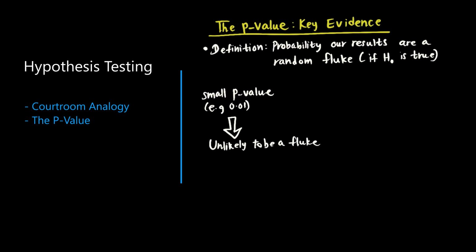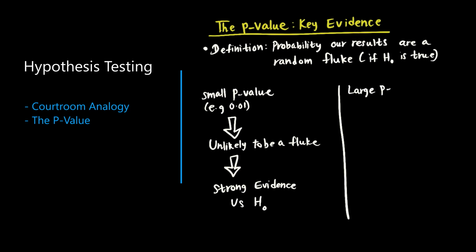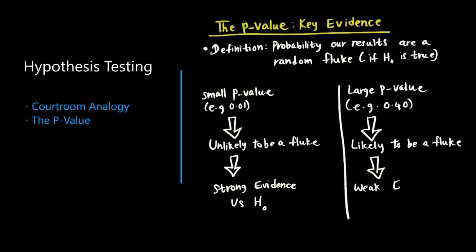A small p-value, say 0.01, means it's very unlikely, a 1% chance, that our results are just a random fluke. This is strong evidence against the null hypothesis. A large p-value, say 0.40, means it's very likely, a 40% chance, that our results could have happened by chance. This is weak evidence against the null.